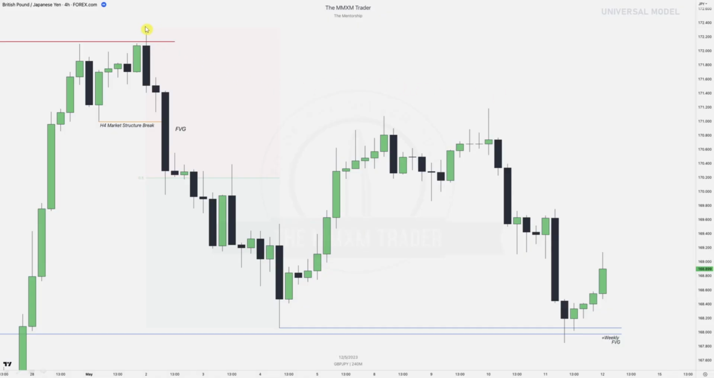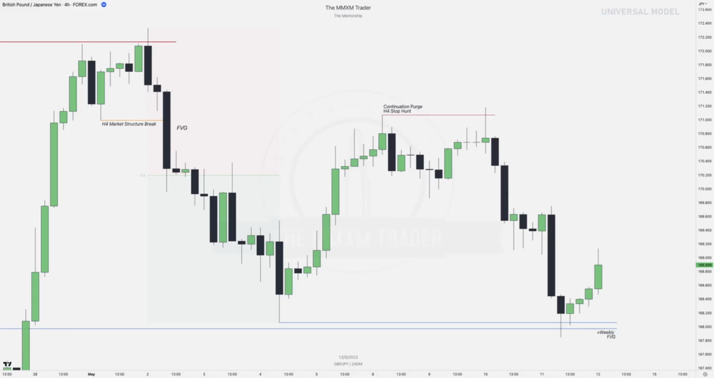Our range high from up here after that buy stop raid until these lows down here, right? We are in premium over here. So after that 4-hour market structure break, we're also leaving a fair value gap behind, which could be an opportunity to get into a sell, right? After that market structure shift on the 4-hour, our intermediate term perspective is in line with our long-term perspective, right? So now we wait for that continuation purge to get in, right?